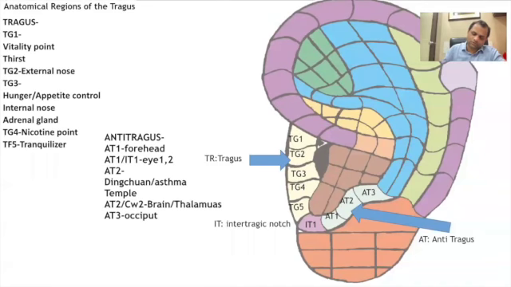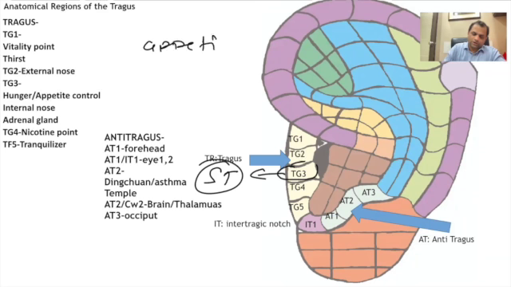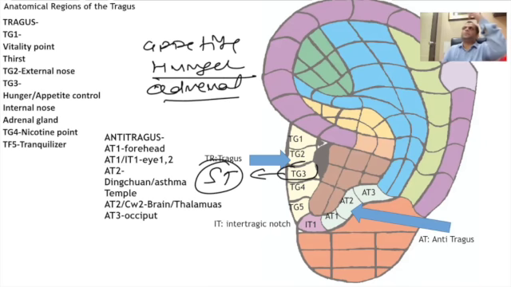Now the central part, tragus 3. Tragus 3 means central. So we are considering the stomach. So it's connected with the appetite control. It's connected with the hunger. It's connected with the adrenal, because if we see the human body, in the upper part we have the brain, in the lower part we have the kidney, but in the middle part we have the adrenal and the stomach both. So this middle part has been considered as the stomach. So it is a hunger point, appetite control point, as well as the adrenal. So we are using it in emergencies.